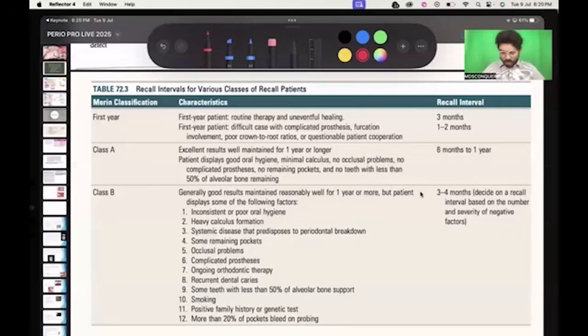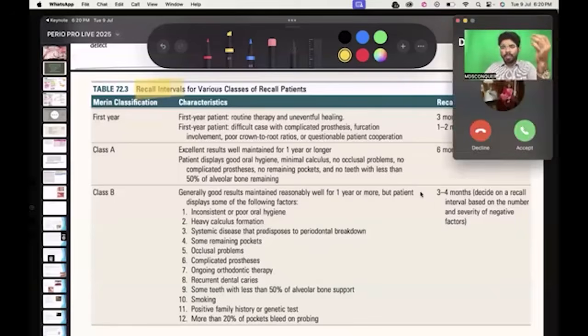Okay, so what is the use of this Merin's classification? The Merin's classification is basically used to know the recall interval of an individual. It is used to check the recall interval duration of an individual. Normally we have a very common duration of recall, preferably 3 months, which is very common in dentistry.